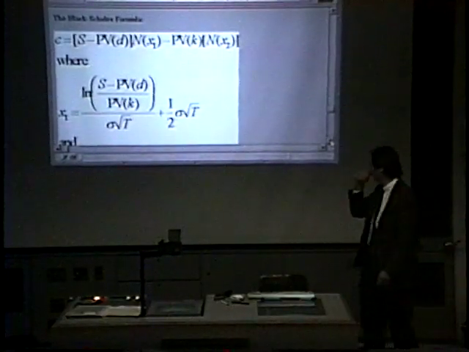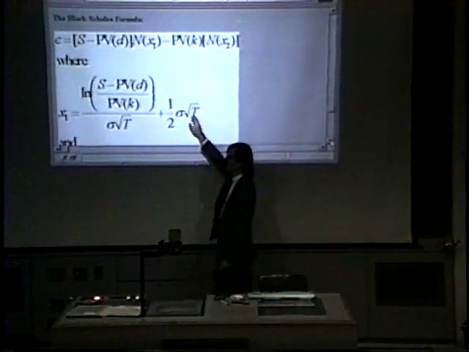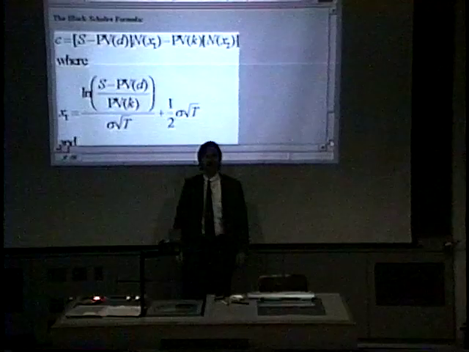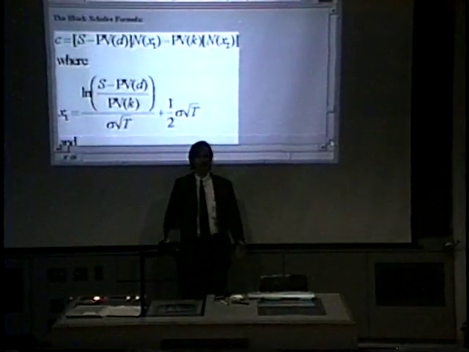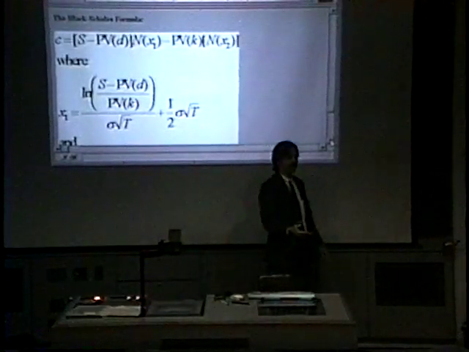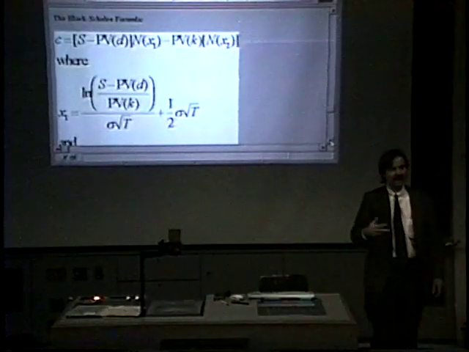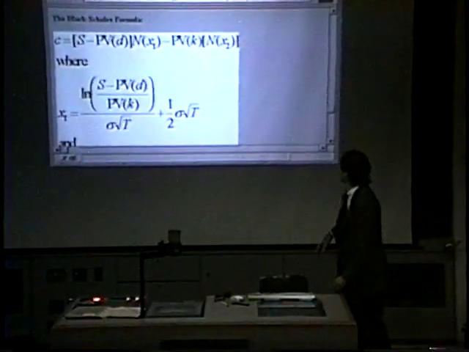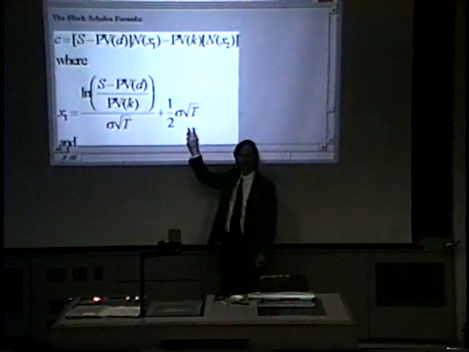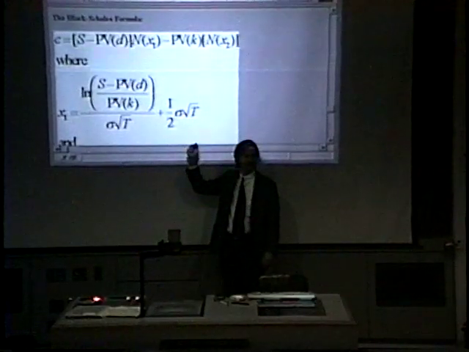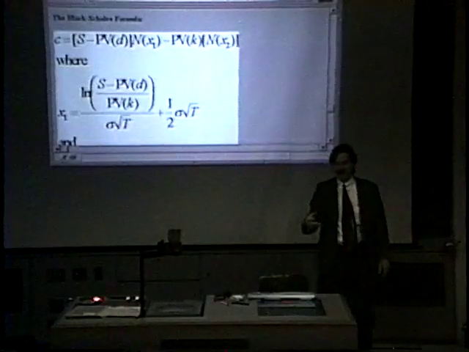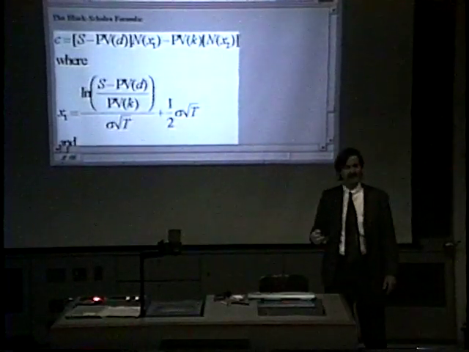3.46, and then I'm adding something small, half of 0.2.1. Okay, I'm adding something small. So 3.46. What's the cumulative normal probability of getting a value of up to 3.46? 1, basically. Does it matter if we add 1/2 sigma root t or subtract 1/2 sigma root t? No. So basically, N(x1) and N(x2) are basically 1.